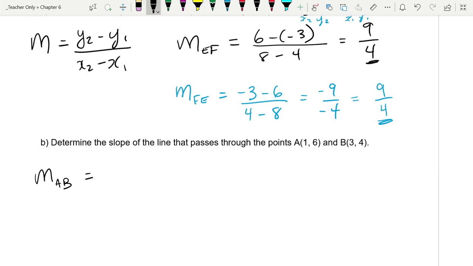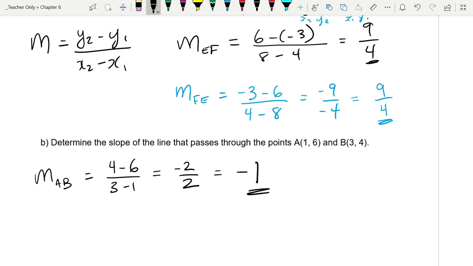Okay, let me see if I can catch up to you. I would go 4 minus 6 over 3 minus 1 and get negative 2 over 2. And I don't want to leave the answer like that, so I will leave the answer as negative 1. Slopes can be integers. If you left your answer as negative 1 over 1, that's fine, but please notice that dividing by 1 doesn't really mean anything, so I think we'd prefer the integer.